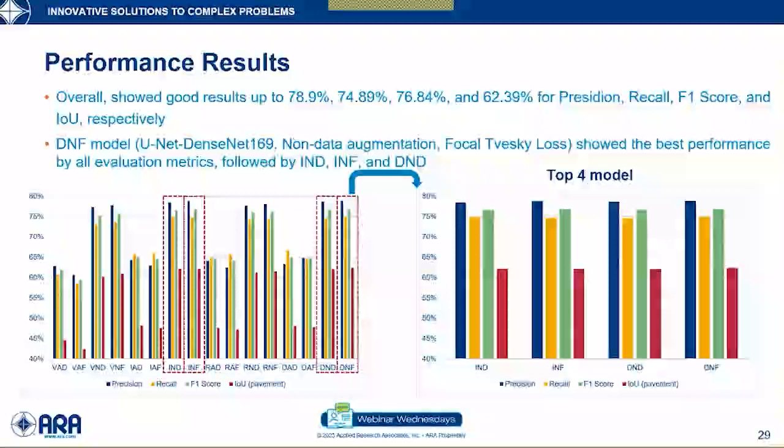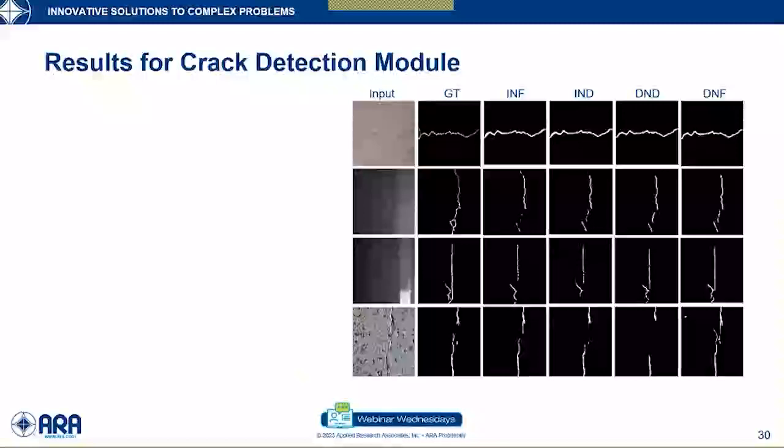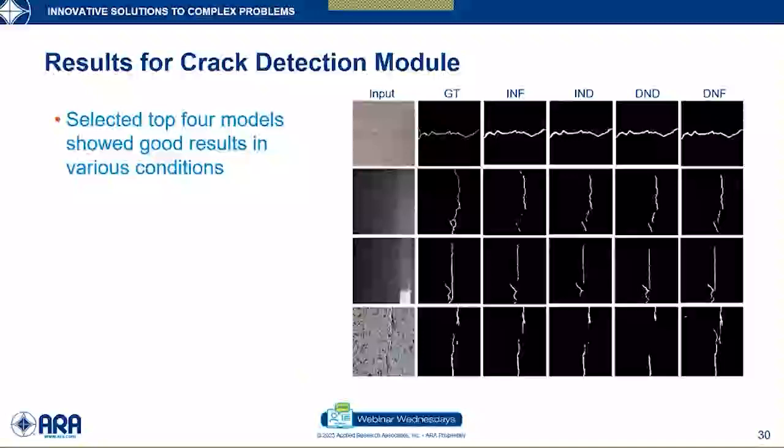So the percentage of true positives and the region of intersection is relatively smaller than in the pavement extraction module. The IOU score is 62.4% at best, which looks not good enough, but is still a very promising performance level. And examples of prediction results for the top 4 models are shown here. The selected top 4 models show very good results in various conditions.